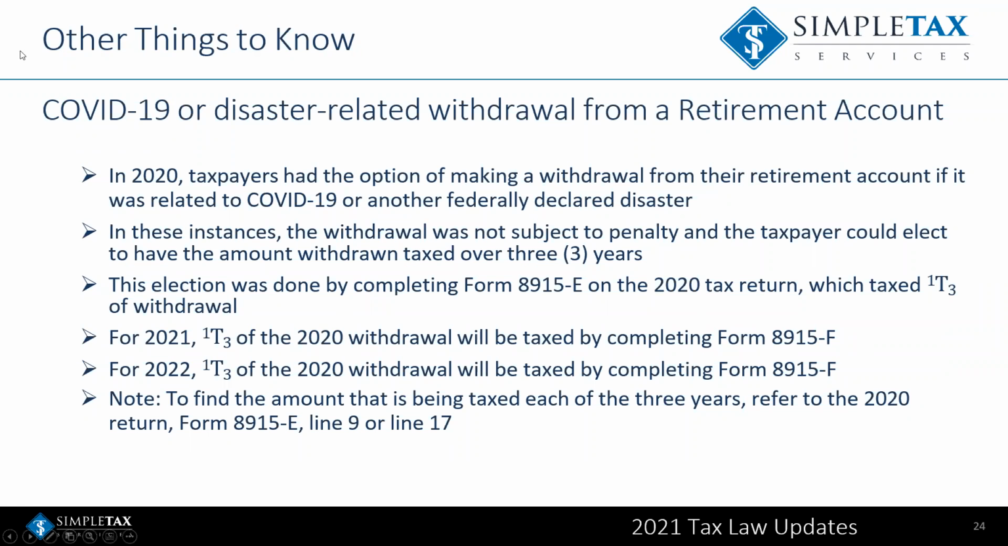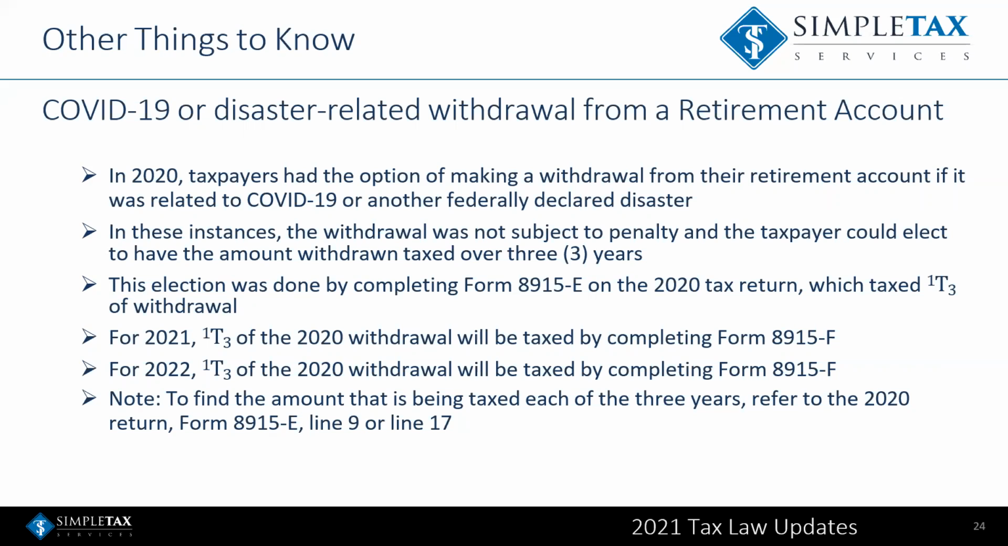All right, so the other thing to know is the COVID or disaster related withdrawal from a retirement account. Last year, the IRS, as part of the COVID relief package, essentially allowed taxpayers to withdraw money from their retirement account if it was related to COVID or another declared disaster area. Essentially, they would withdraw the money without penalty, and then spread the tax that's due on that money over 3 years.